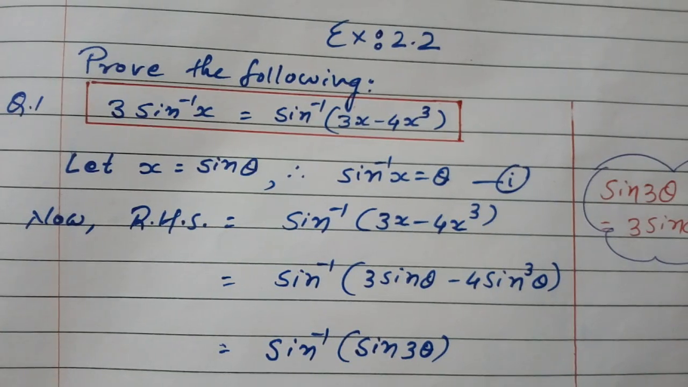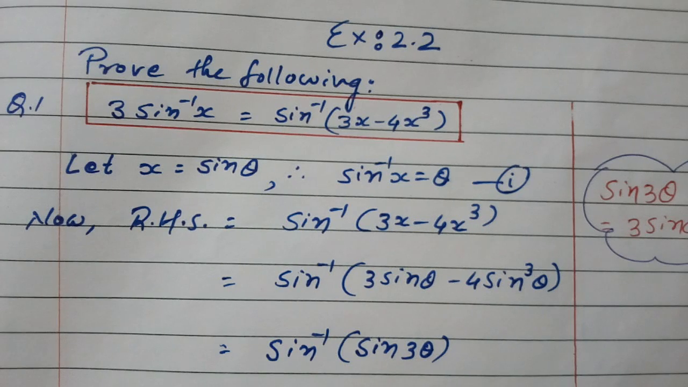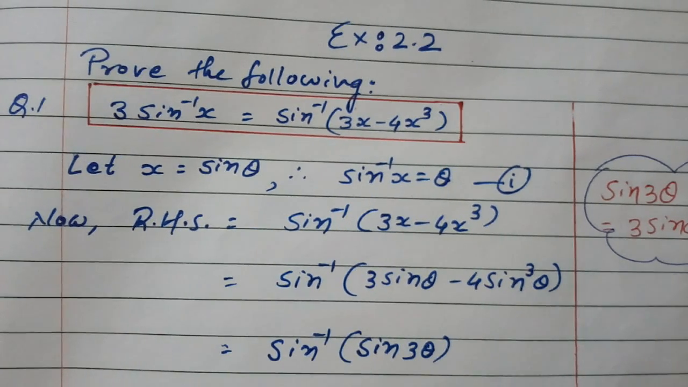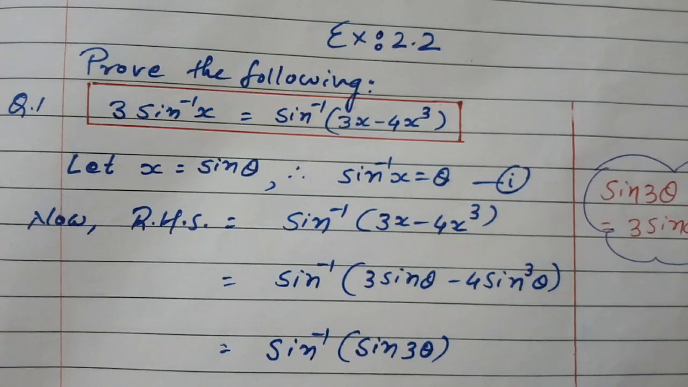Now we start exercise 2.2. Prove the following sums. Question number 1. 3 sin inverse x equal to sin inverse in the bracket 3x minus 4x cube. Here we have to prove. So we can start from LHS or RHS. Here we will start from RHS. Look at the RHS.